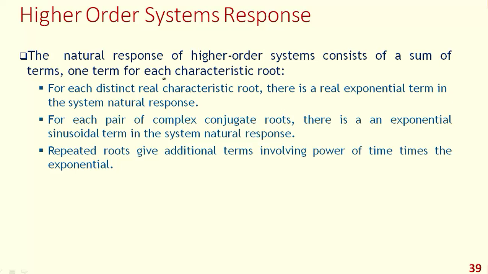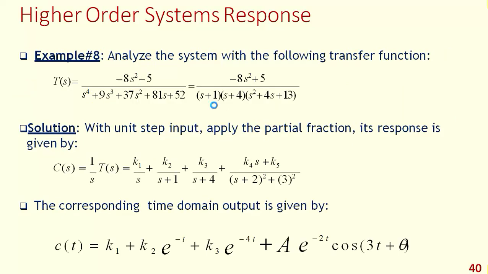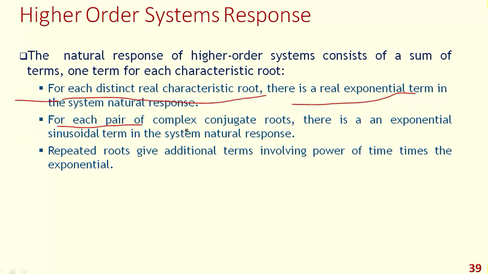Then the higher order system. Higher order means more than second order. The natural response of a higher order system consists of a sum of terms, one term from each characteristic equation root. For each distinct real characteristic root, there is a real exponential term in the system's natural response. For each pair of complex conjugate roots, the nature of the response curve is sinusoidally exponential.